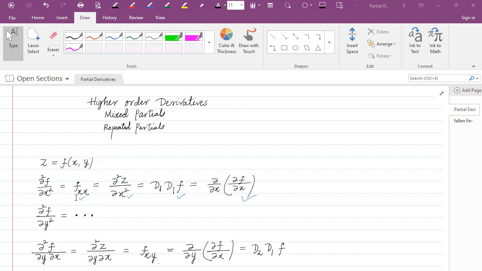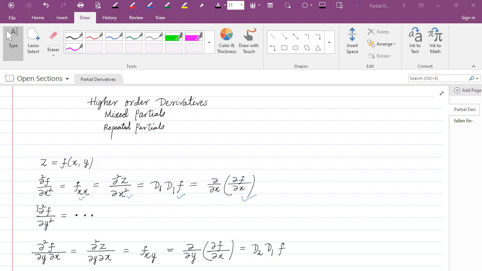That is also denoted by fxx, and it is also denoted by the second partial derivative of z with respect to x twice. These are all the same; all of them denote the same thing. This is d1 d1 f. All of them are basically the following: you take the partial derivative of f with respect to x, and whatever is obtained, you take the partial derivative of that with respect to x again. So all of these symbols mean this.